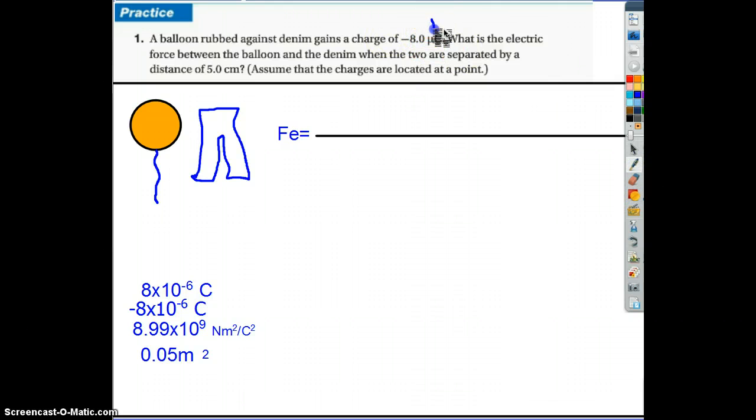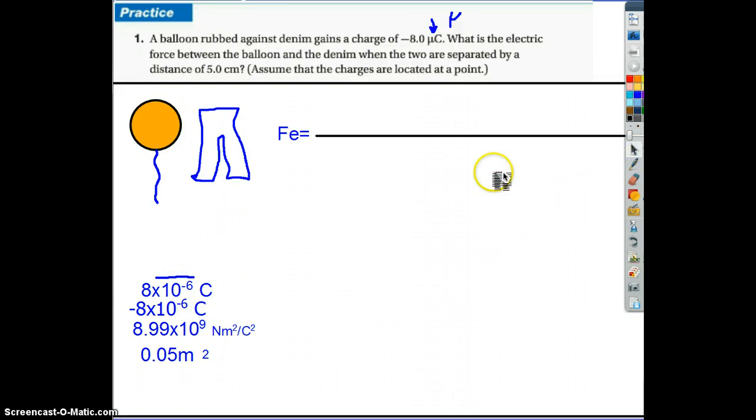This symbol here is a Greek letter mu. Mu stands for micro, and micro is the prefix that we use for times 10 to the -6th. Just like kilo is times 10 to the +3rd, and milli is times 10 to the -3rd. So anytime you see micro, you need to use times 10 to the -6th.